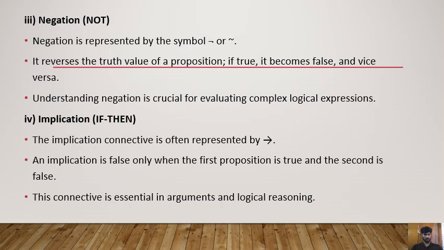Negation, not. Negation reverses the truth value of a proposition. If true, it becomes false and vice versa. Understanding negation is crucial for evaluating complex logical expressions. Implication, if then. An implication is false only when the first proposition is true and the second is false. The connective is essential in arguments and logical reasoning.